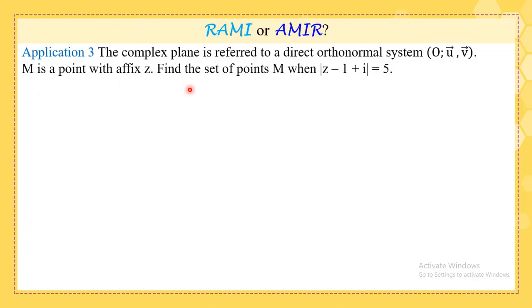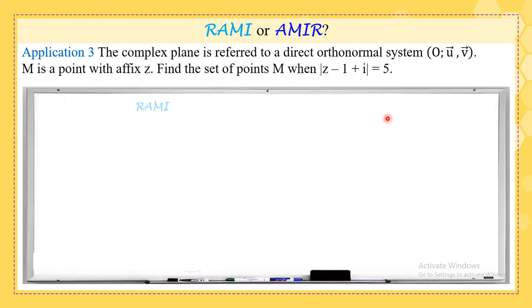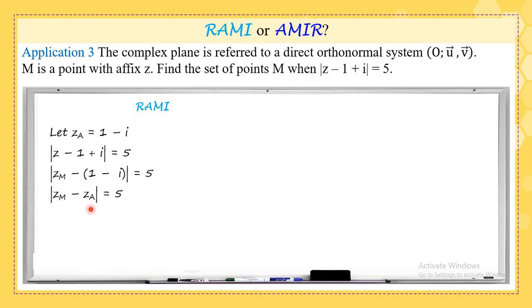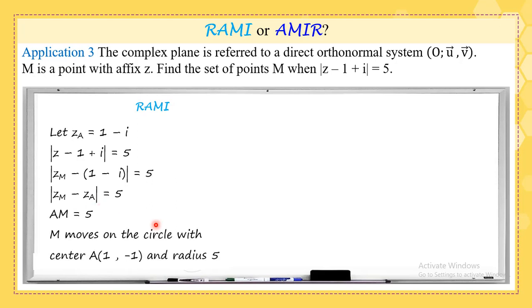Now Rami or Amir, M is a point with affix Z, so M is a variable point. We need to find the set of points M when the modulus of this quantity is equal to 5. Rami defined a point A such that ZA is 1 minus i, and then he wrote the modulus. He took a minus in common, he got the modulus of Zm minus Za is 5, so M moves on the circle with center 1 minus i and radius 5.